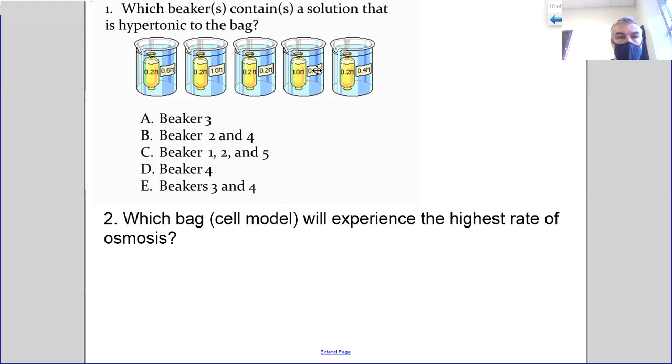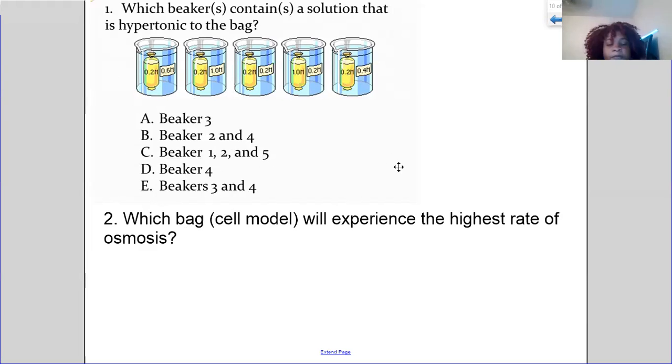This one is hypertonic compared to this. Other ones are as well, but the solution is hypertonic to the bag. And so the only answer that fits would be D. Even though there are other possibilities for being hypertonic, there's only one answer choice that actually fits, and that would be D. Let's go to number 2.